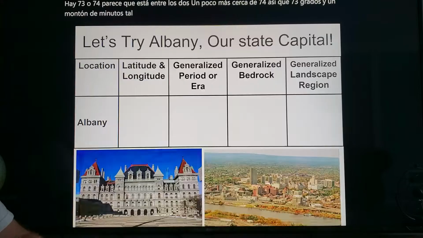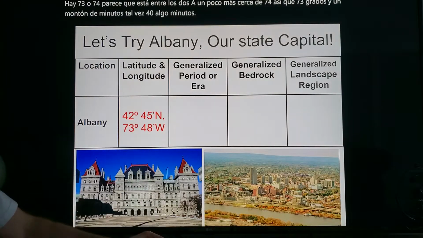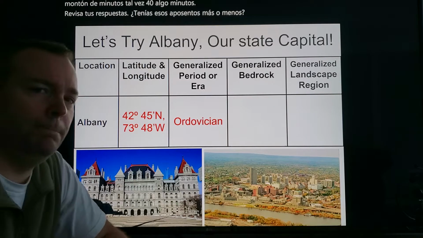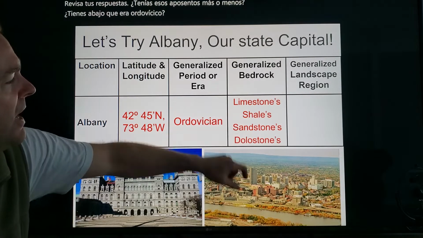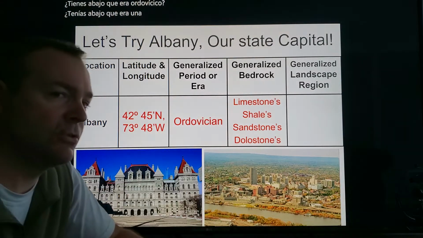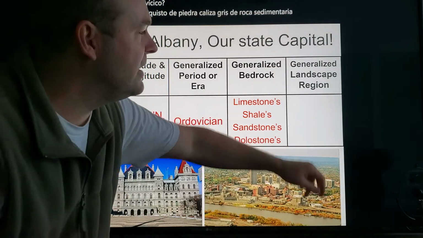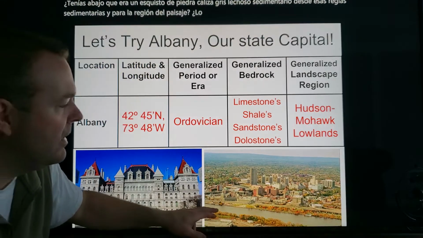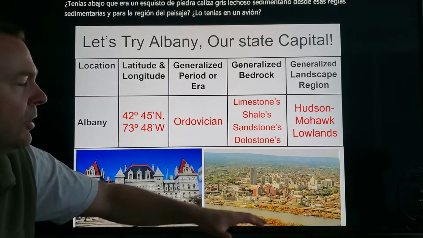All right, so double check your answers. Did you have those coordinates roughly? Did you have down it was Ordovician? Did you have down it was a sedimentary bedrock, right? Limestone, shale, sandstone, those are all sedimentary. And for the landscape region, did you have it in a plain? Yeah, Albany is right on the Hudson River there, so it's a very low-lying area.